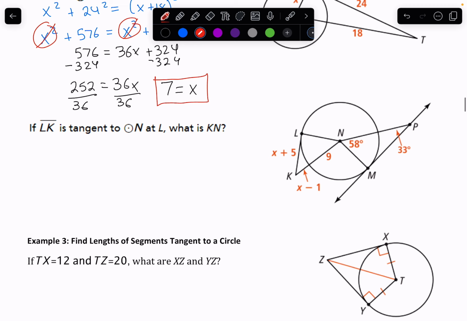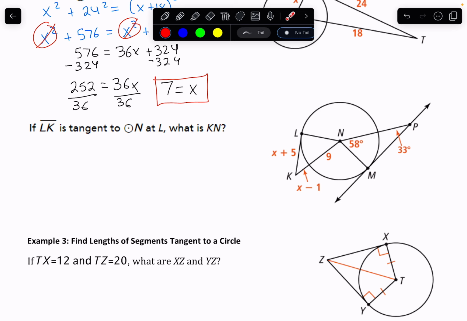All right, here's another way we can use it. If LK is tangent to circle N at L, like it is here, what is KN? We're looking for this piece, which is the hypotenuse. So same idea here. We're going to be using the Pythagorean theorem.